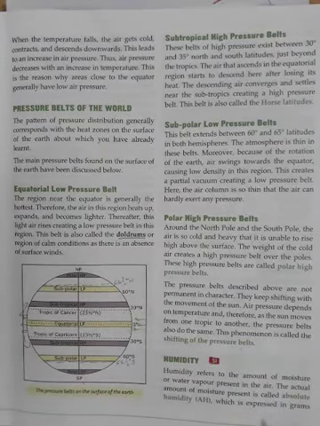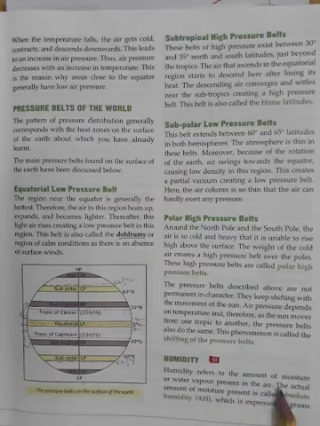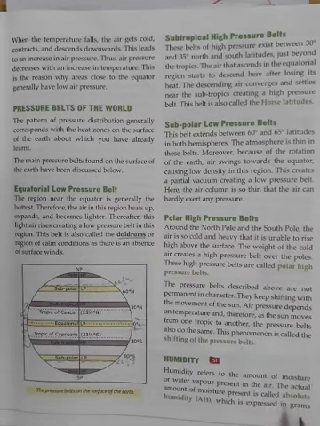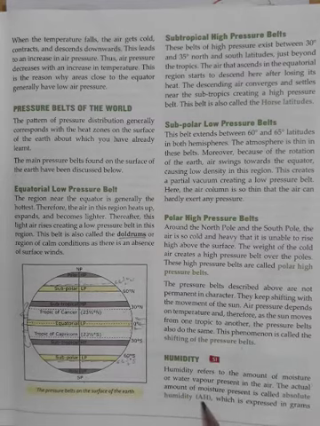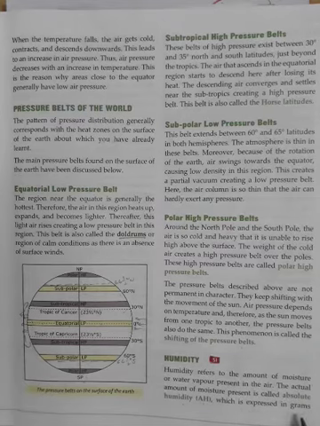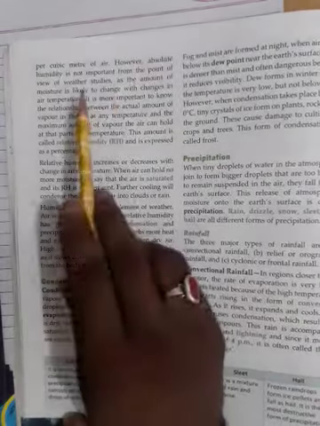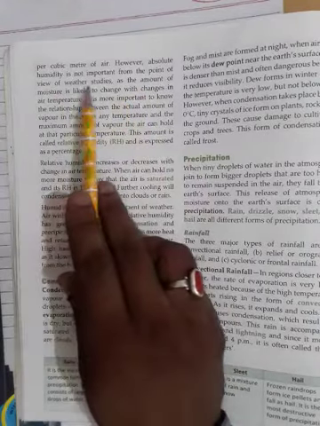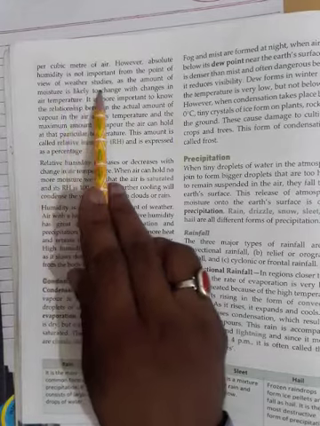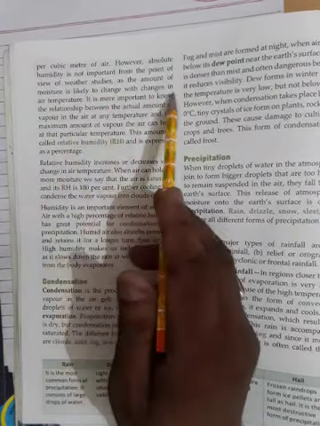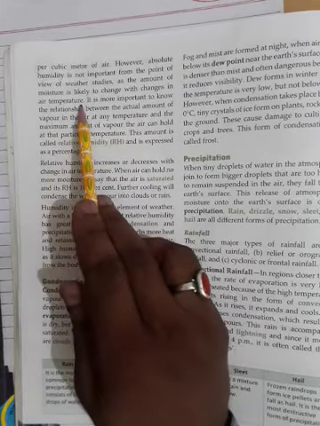Next is humidity. Humidity refers to the amount of moisture or water vapor present in the air. The actual amount of moisture present is called the absolute humidity. We write it AH. It is expressed in gram per cubic meter of air, and absolute humidity is not important from the point of view of weather studies, as the amount of moisture is likely to change with the change in the air temperature.